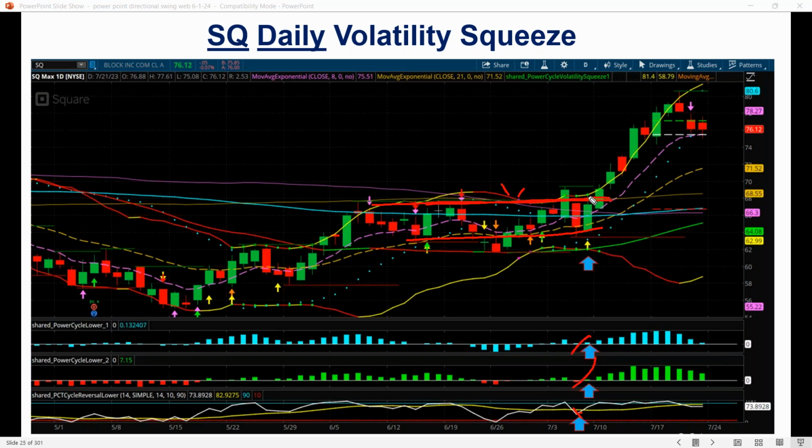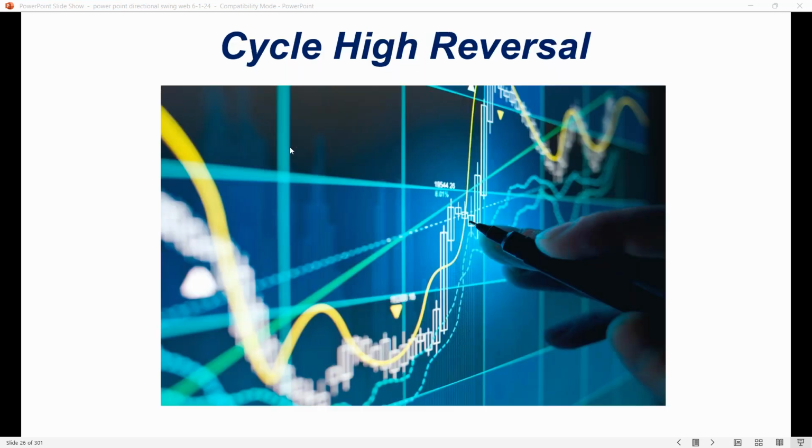So you take your shot. If you never take a shot, you're never going to score a goal, right? So this gives you a high probability shot, and then see what happens after you take that trigger entry. So here's a couple others. Now this is cycle high reversal. So this is kind of where we are now.